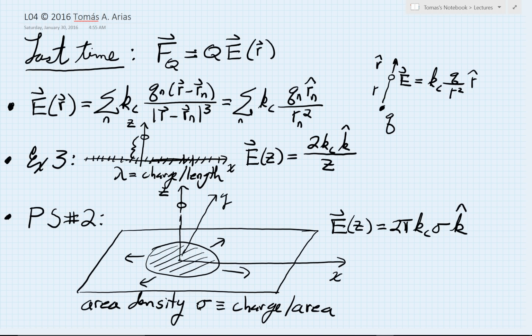But the really interesting thing is how this depends upon distance. It does not depend upon distance at all. There's no dependence on distance. It's a constant. It does not depend upon z.